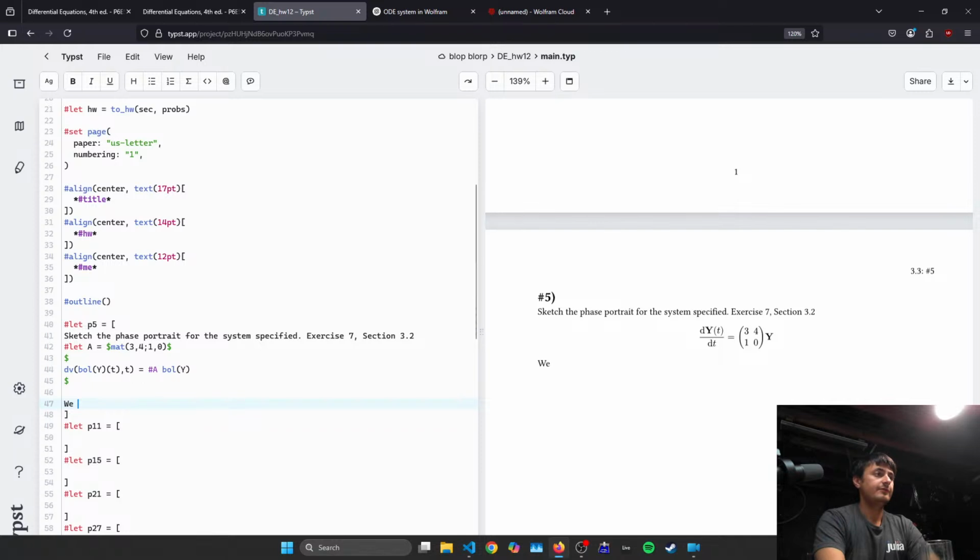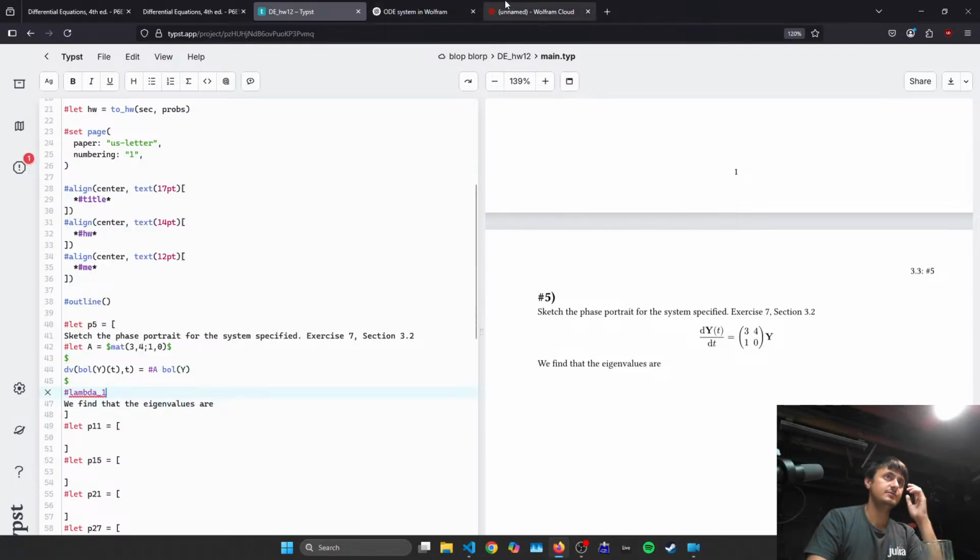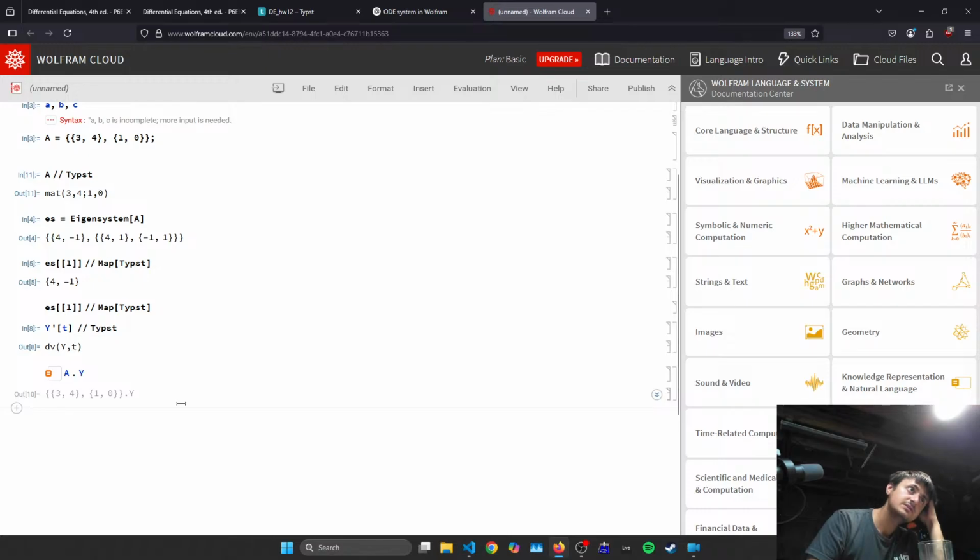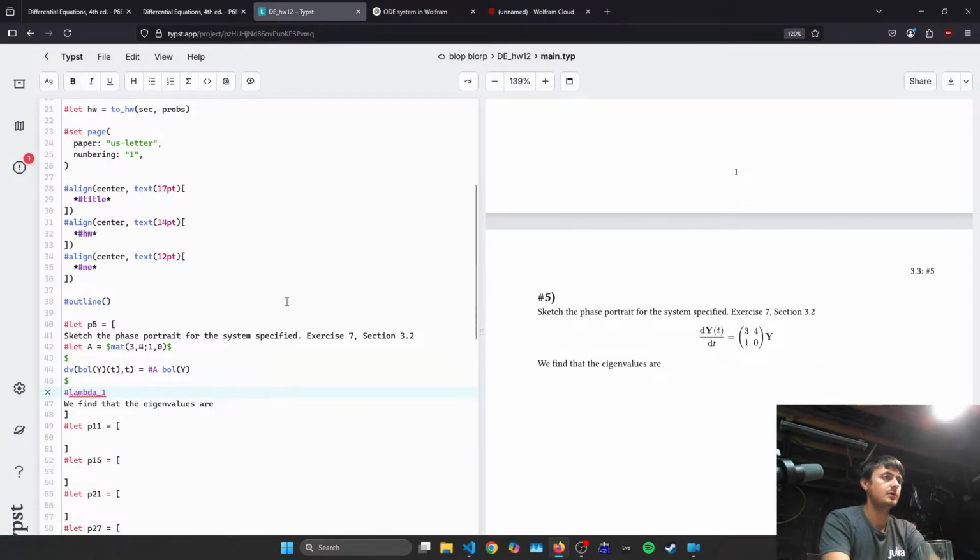Okay. We find that the eigenvalues are, and then what we can do is... But what I'd like to do is actually, this is not too hard to do. What we should do is generate the string. Here, I'll copy in the string. I should get lambda 1. It should generate this.